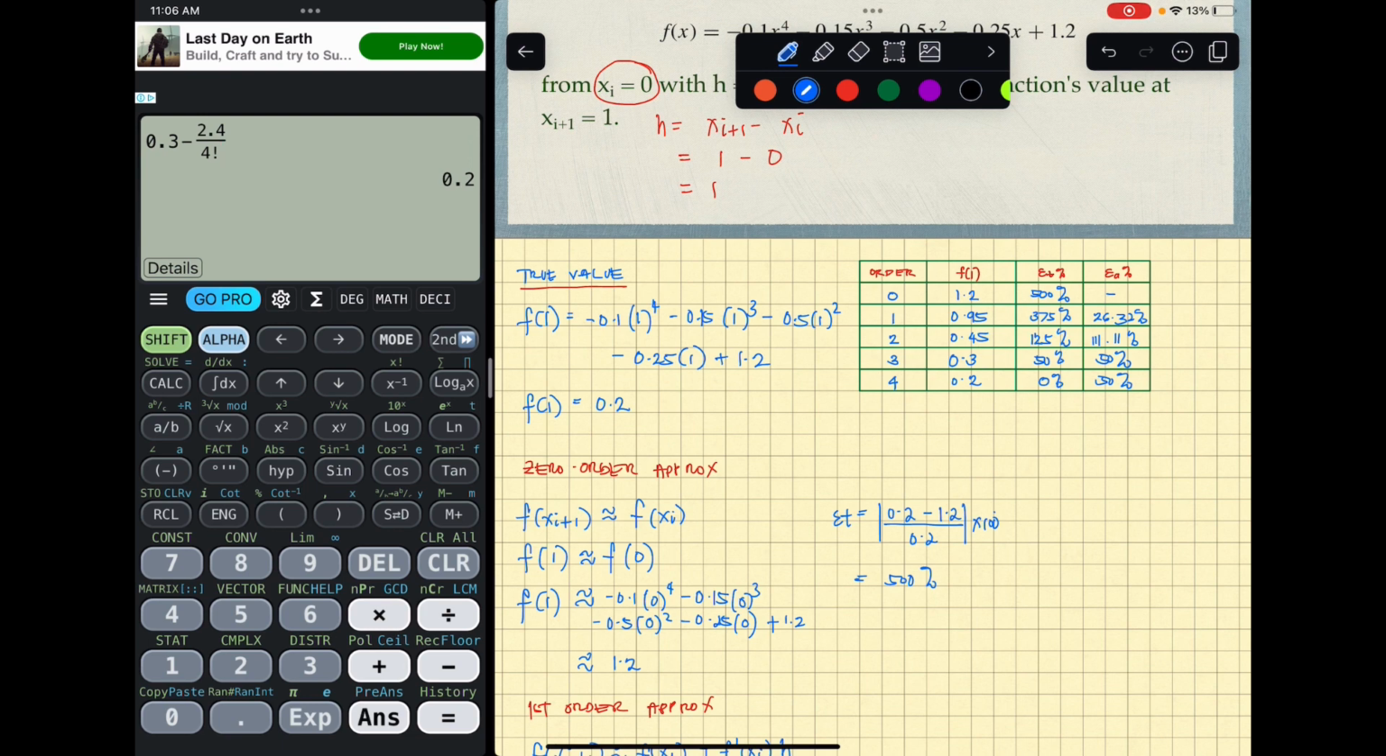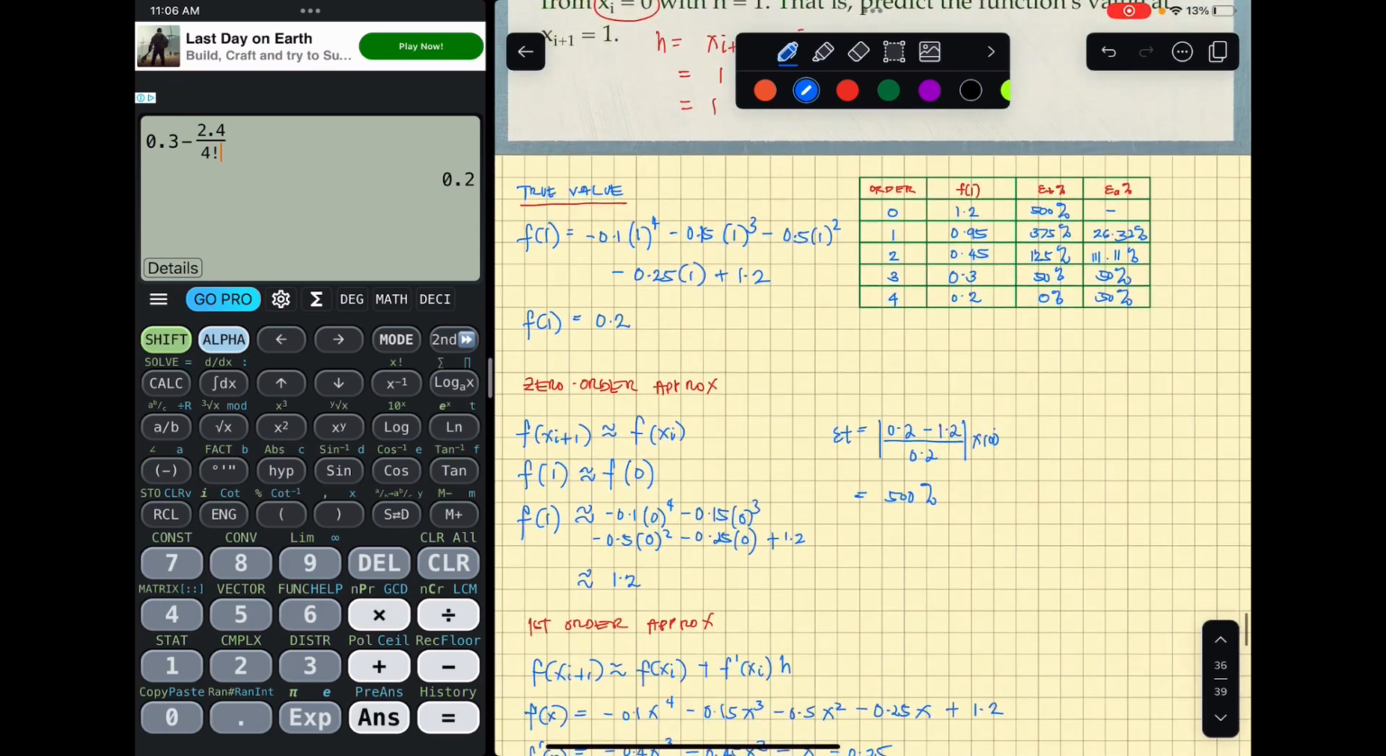And that's how we solve using Taylor series. And that will be all. Good day.